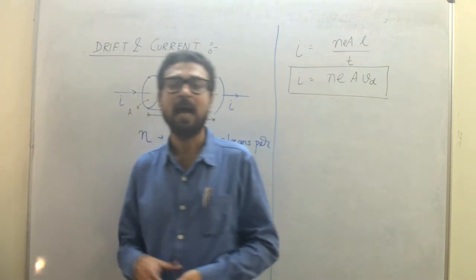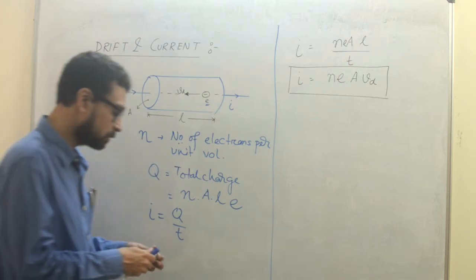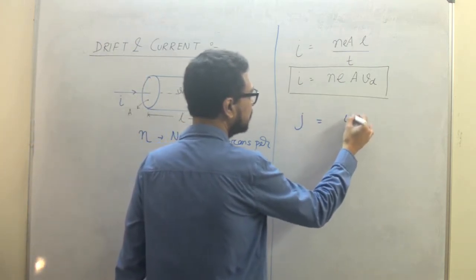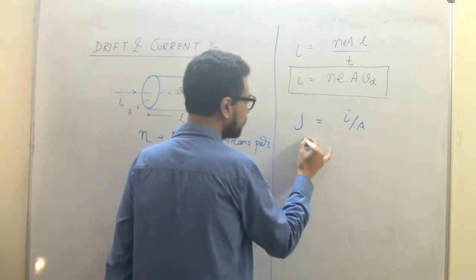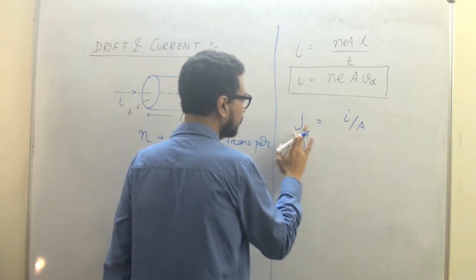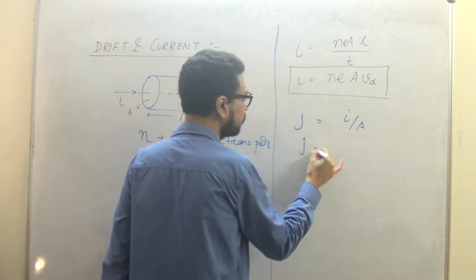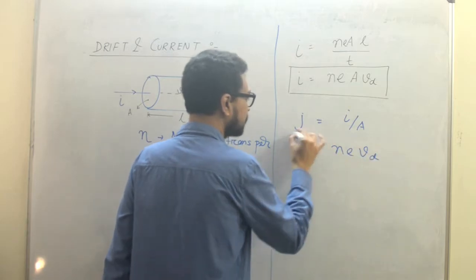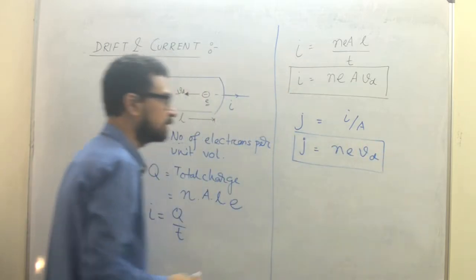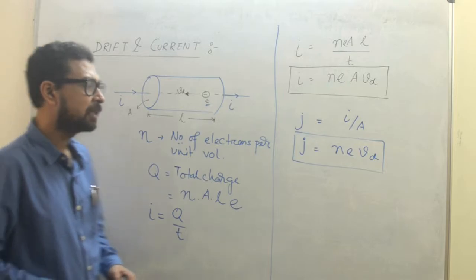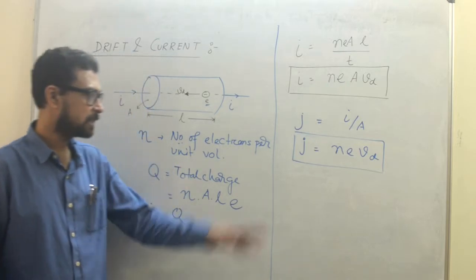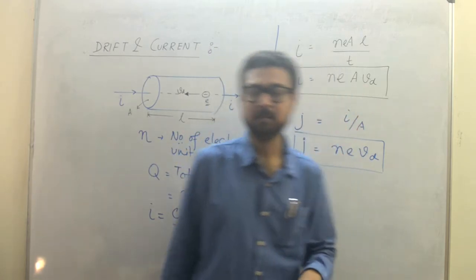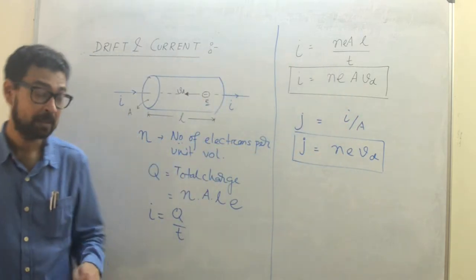I will also ask you to know about the current density. Current density is I by A. So obviously, J is equal to nevd. This is called the current density. Please write it down. Current density is the amount of current per unit area, which is nevd. A is getting cancelled, so current density has this expression.